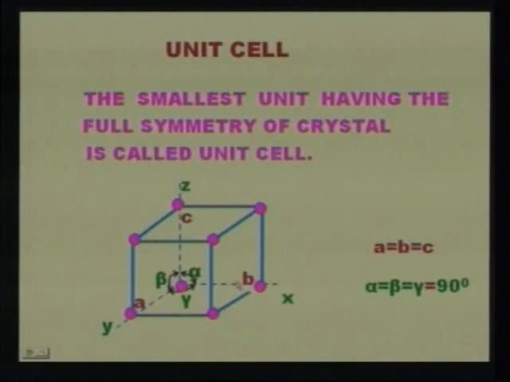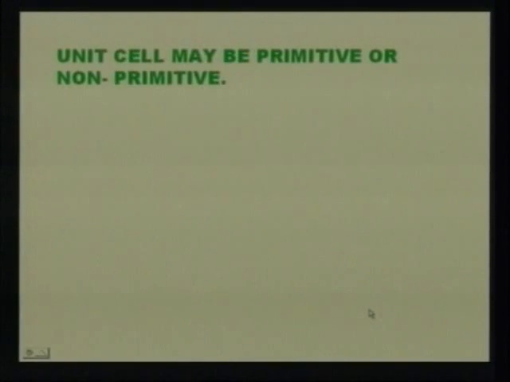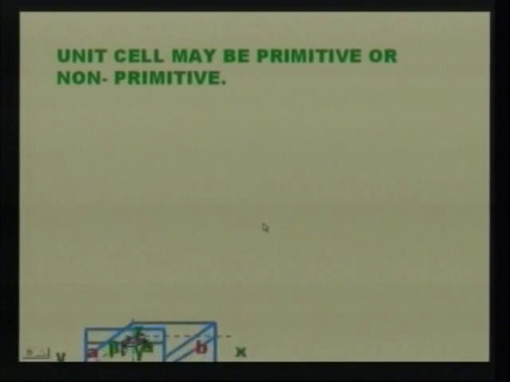Here the dimensions of the sides are A equal to B equal to C. Now the angles are also equal to 90 degrees, that is alpha equal to beta and beta equal to gamma, which is equal to 90 degrees. Now these unit cells can be divided into two types, that is, unit cell may be primitive or non-primitive. Now let us see what is primitive and what is non-primitive.